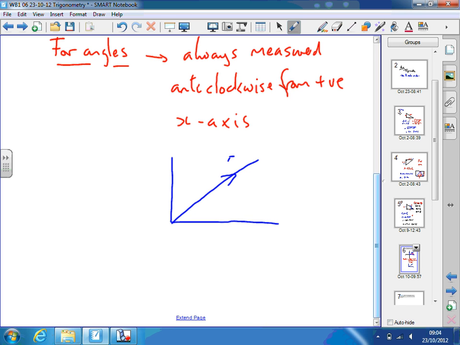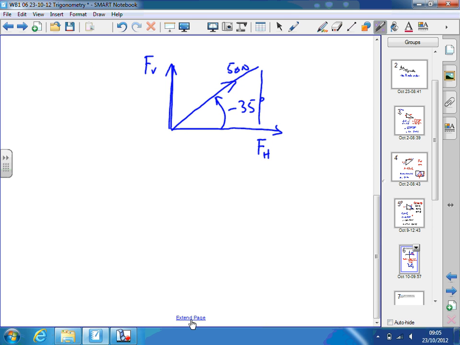So that's my 50 Newton force. This is 35 degrees. This is the horizontal component, and this is the vertical component. That's probably what you're familiar with seeing. Then what you're actually doing is shifting the vertical component and putting it here, so I can make it into a right angle triangle. But don't forget, when you do that, actually the force is here, not here. Okay? So I end up with a right angle triangle.